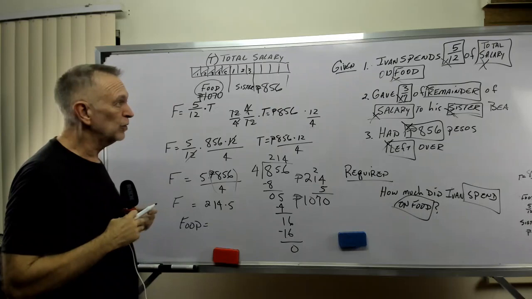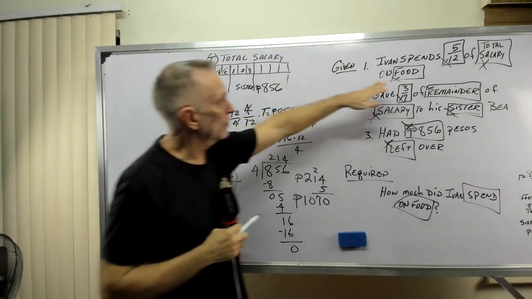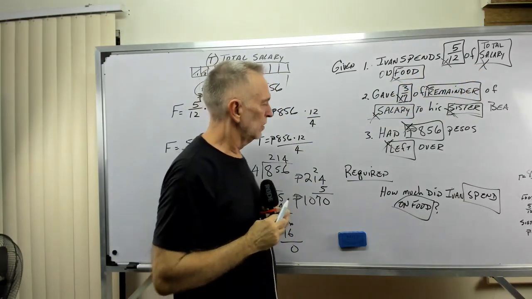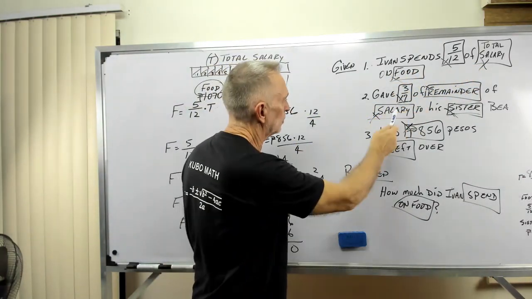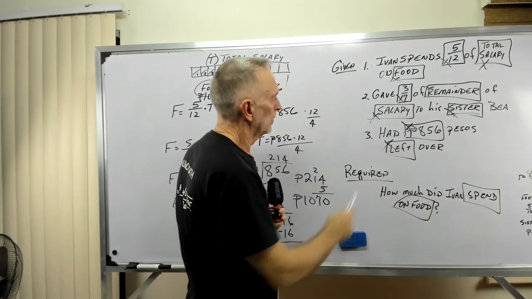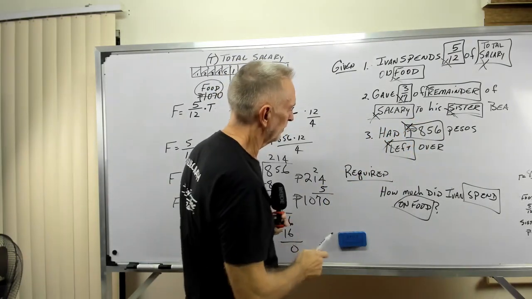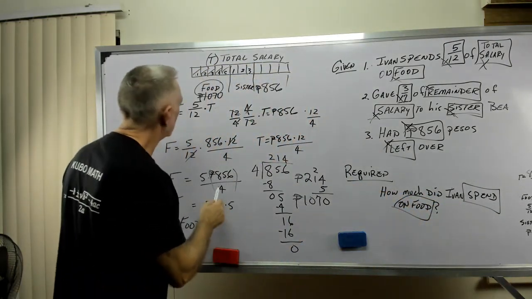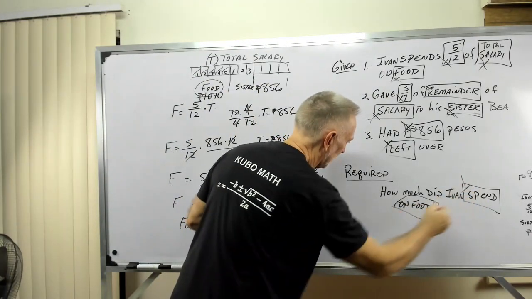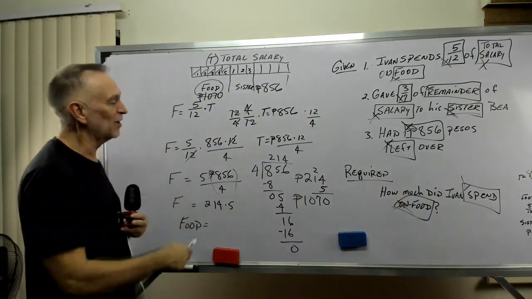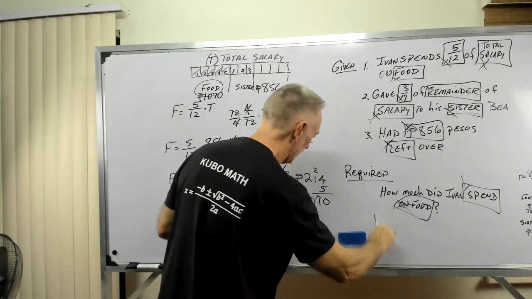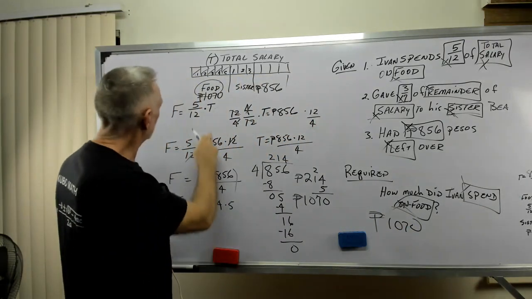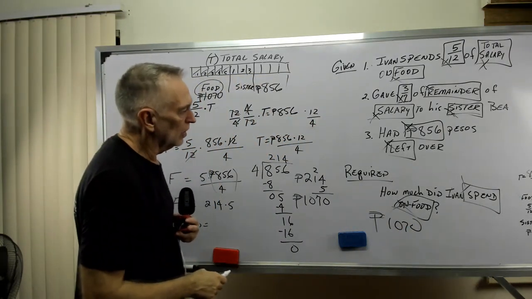Okay, so how did we simplify this? Look for the key words. 5/12, total salary, food. 3/7, remainder of the salary, sister. 856 left. What was required? Spend food. Oh, so now spend food. We can check those off because he spent 1,070, is that right? 1,070 pesos on food.